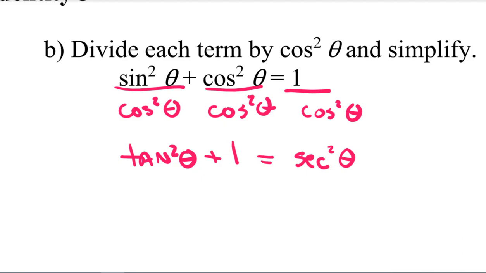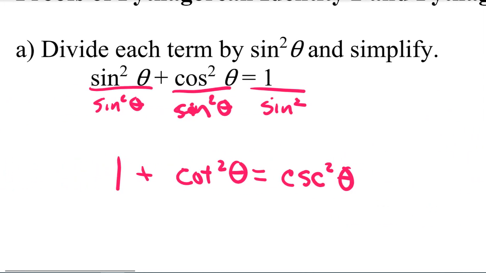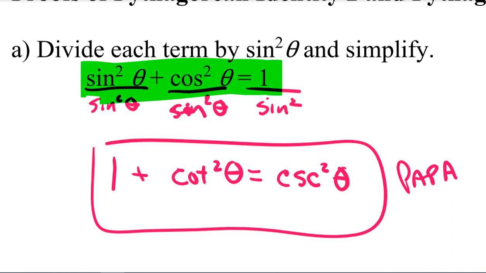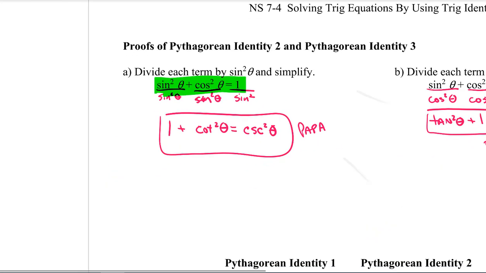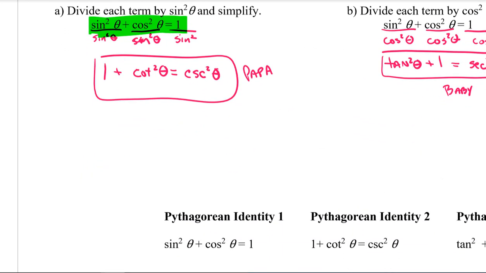So when we divide each term by cosine squared, we get this other Pythagorean identity right here. And this one is going to be called the baby one. And then this guy over here is going to be the papa. So we've got mama theorem, baby theorem, papa theorem, and of course mama is that original one, sine squared plus cosine squared equals 1. So these are going to be the big three. And you'll need to memorize those.